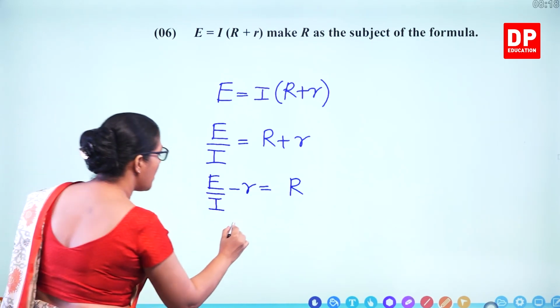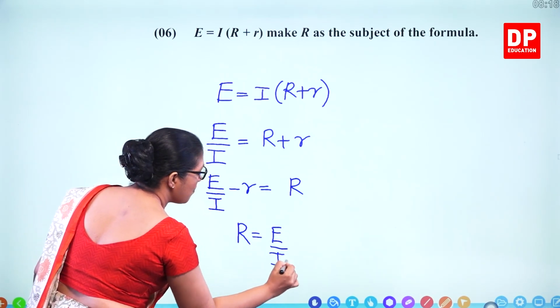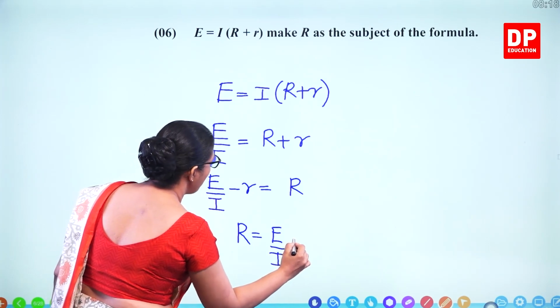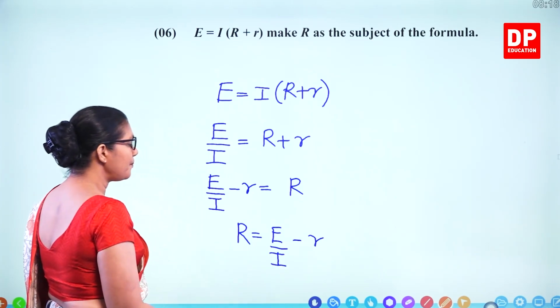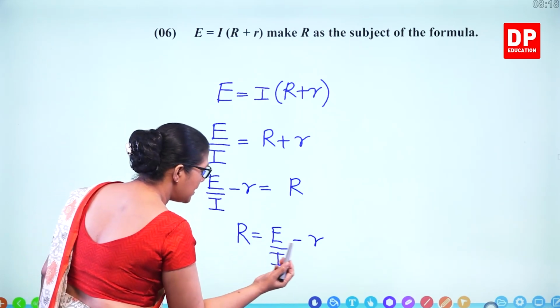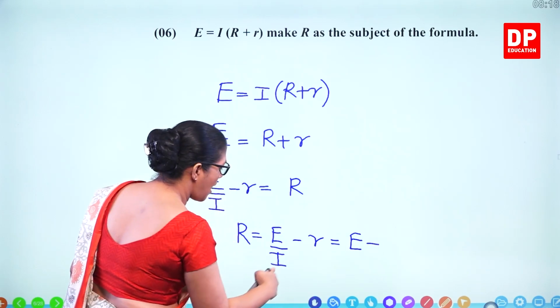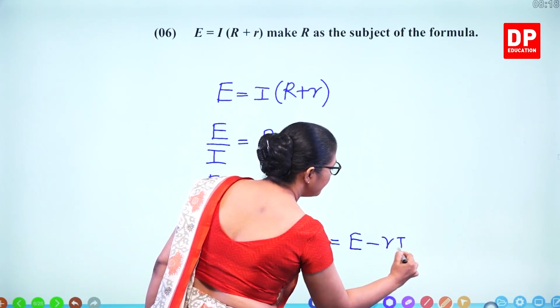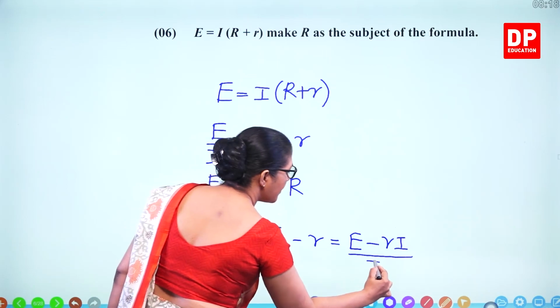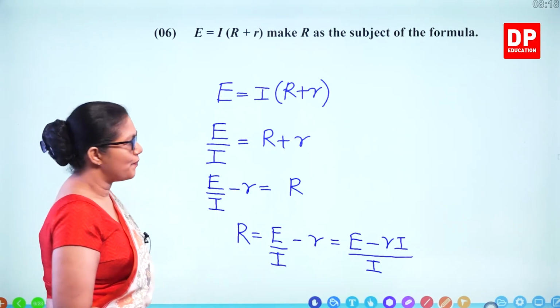So you can keep the answer like this: capital E over I minus r. Or you can make the same denominator and write this as well: E minus R i over I. You get marks for either this step or this step. So 2 marks.